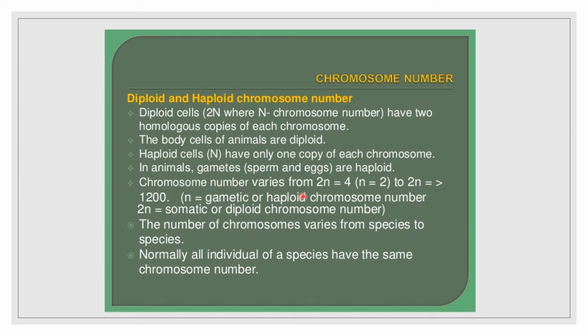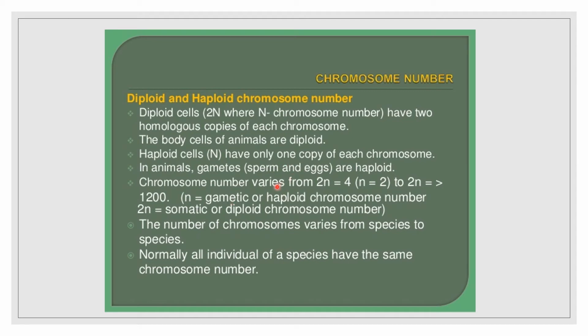The chromosome number may vary from 4 to 1200. N is what? Gametic or haploid chromosome number. 2N is what? Somatic or diploid chromosome number. But why are diploid or haploid chromosomes present? The diploid chromosomes and haploid chromosomes are produced by cell division.